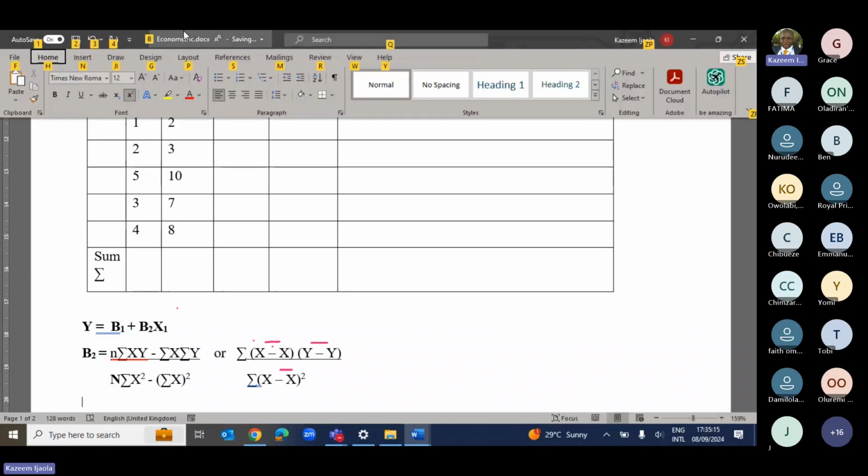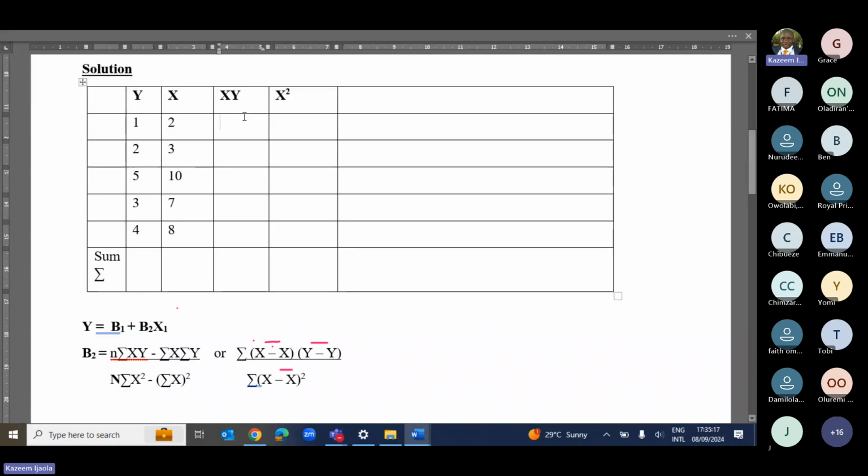All right, can I continue? Okay, let's do it now. 2 times 1 is 2. We have plenty of questions to solve. 2 times 3 is 6. Then the next one: 5 times 10 is 50, correct? Then 3 times 7 is 21, okay? Then 4 times 8 is 32, okay?